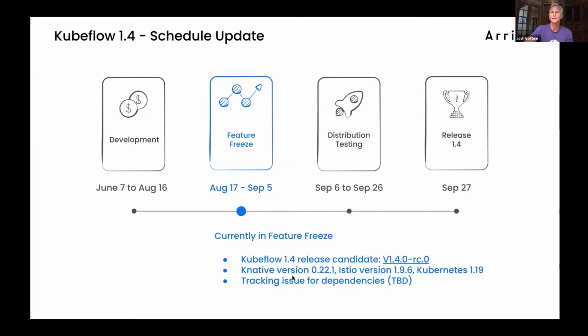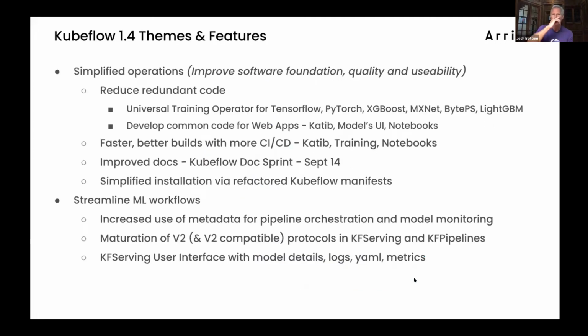We have a release candidate. Here are some of the dependencies that people often ask about: the Kubernetes that we're testing with, the Istio version 1.9.6, and the Knative version. And there'll be a tracking issue for all these dependencies so you can see how things are coming along. From a theme standpoint, again, we're trying to focus on simplifying operations and streamlining ML workflows. The streamlining of operations, in this case, is going to improve the software foundation, quality, and usability. And a lot of this is focused on how to improve Kubeflow itself with some reduction of redundant code.